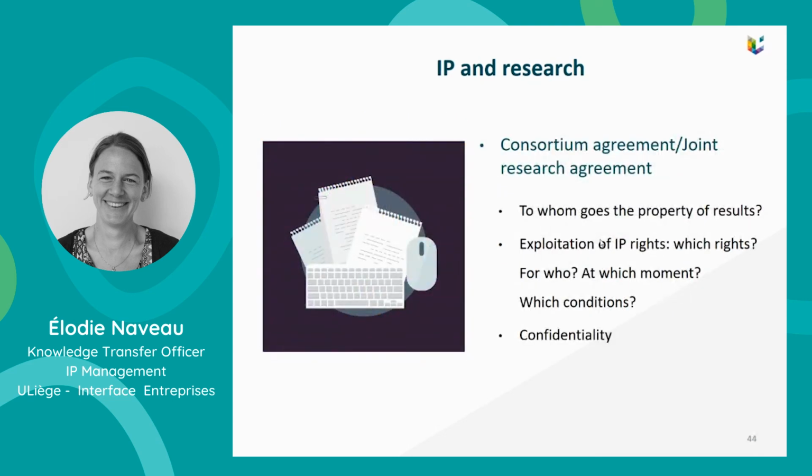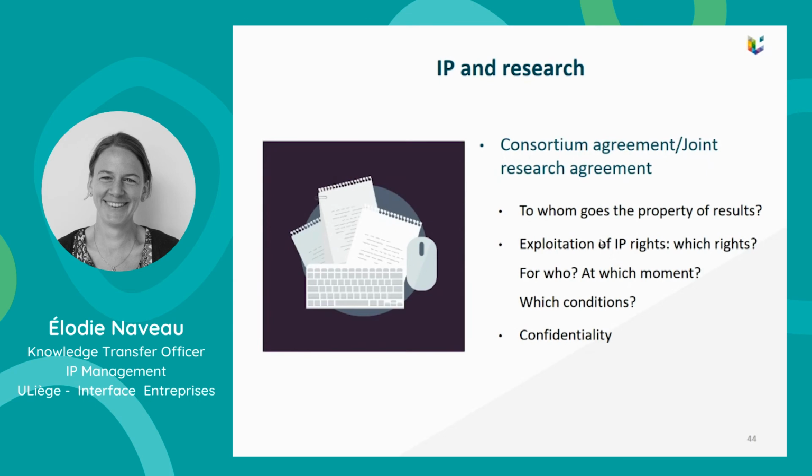Then, if you are in a project with different partners, you need to establish a consortium agreement, which we also call a joint research agreement. In this agreement, there are several points wherein intellectual property has importance. It states to whom goes the property of the results. Does the university have the property, or is it the industrial partner who has the property of the results? This will be written in the agreement.